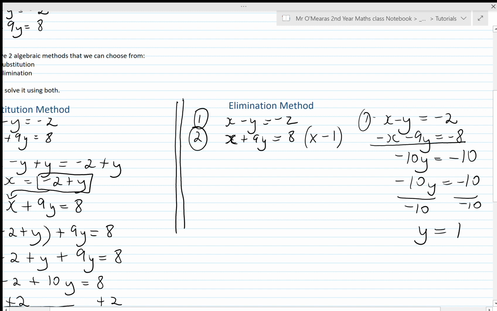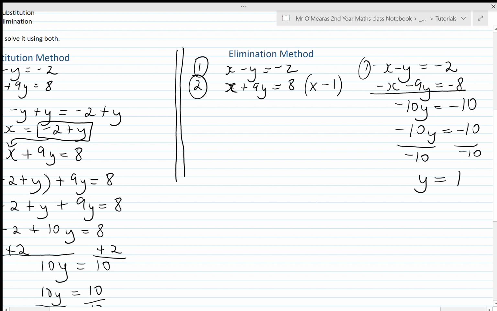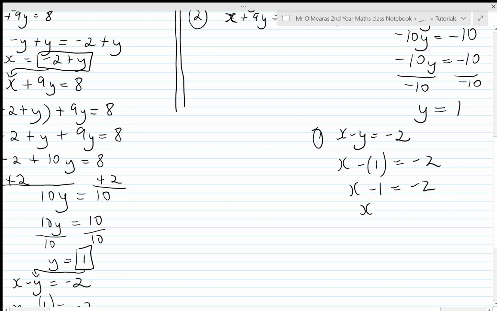So we end up with y equals 1, which is reassuring because that's what we found y to be with the last method. And again, same as the substitution method, you take your equation 1 or 2, it doesn't make a difference, and you sub in 1 for y, and you end up with x minus 1 equals minus 2. So you're adding, remember we said we're going to add 1 to both sides to eliminate that, and we get x equals minus 1. So our final answer is x equals minus 1, y equals 1, or as an ordered pair, minus 1, 1.